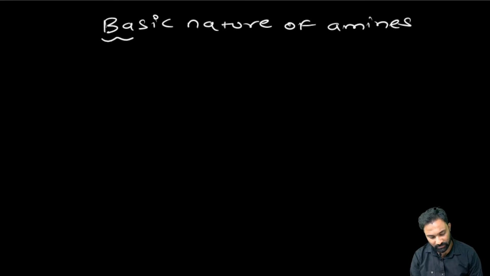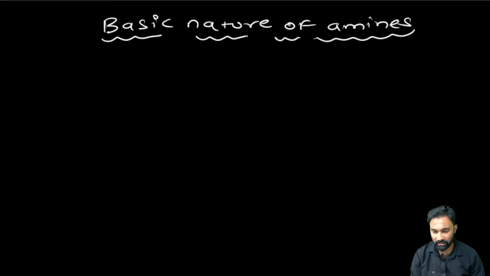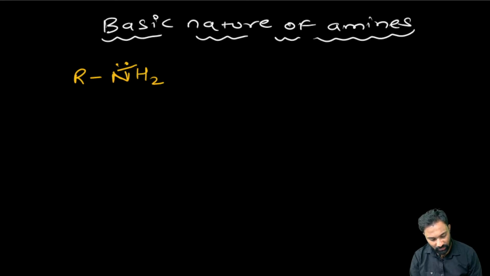Right? Now in this basic nature of the amines, my dear friends, many of the students are having difficulty in identifying the basic nature of amines. First, how to decide the basic nature of the amines. Let's suppose this is RNH2. This nitrogen lone pair of electrons should be given to the electron deficient species very fast.